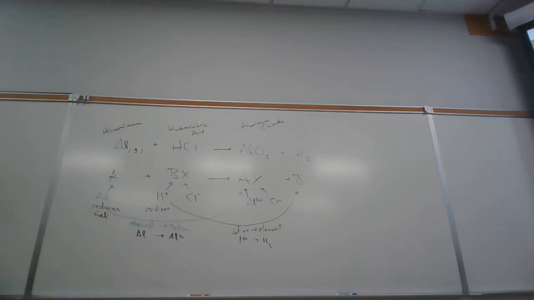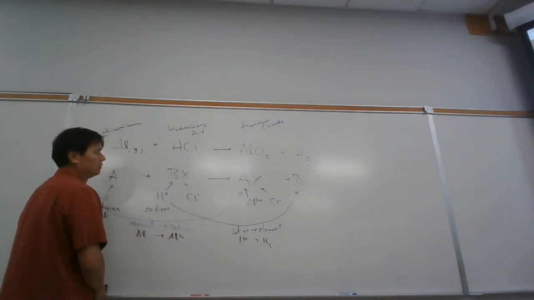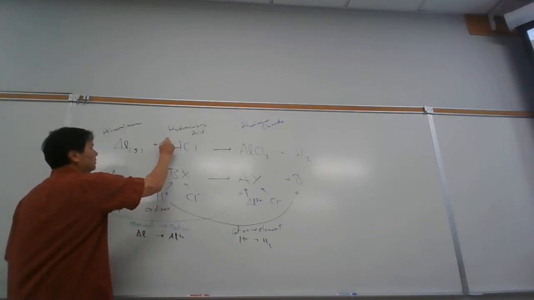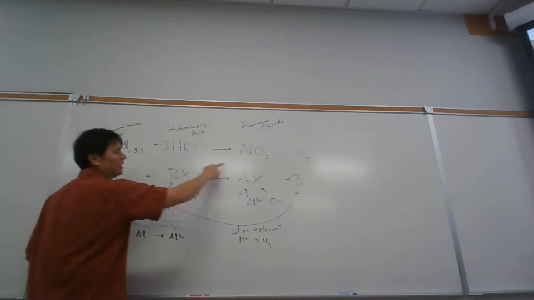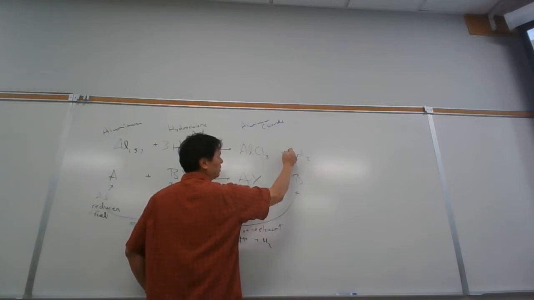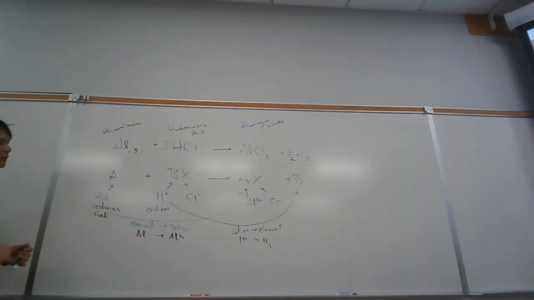Let's balance it now. So, I look over here, I have three chlorides here, I have one chloride here. So I can multiply this one by three. Let me do that. That's going to give me three hydrogens, but I have two hydrogens here. I can't change that to three. But a quick thing we can do is just go three halves. Three halves times two gives us three. And then one aluminum. So that's balanced now.